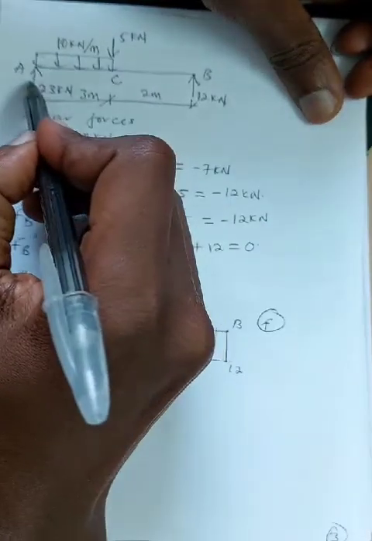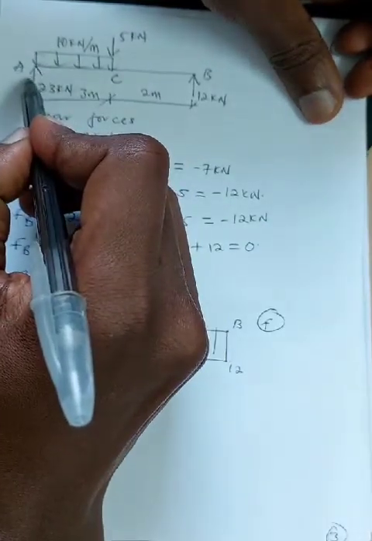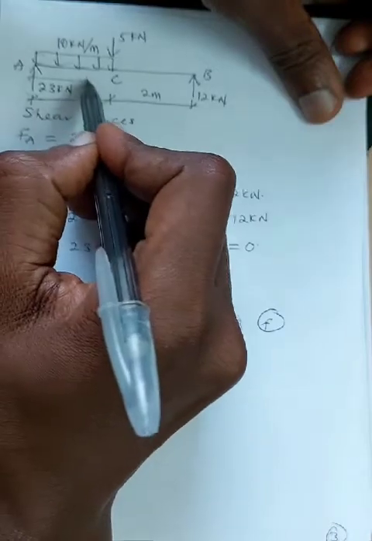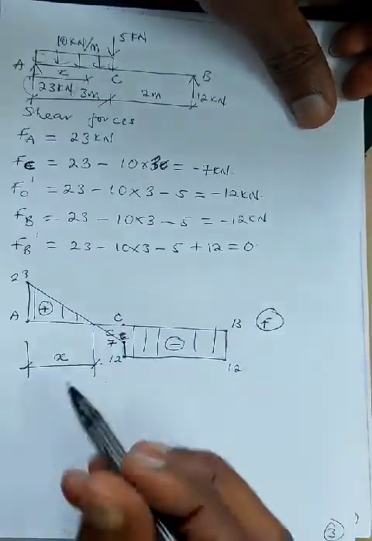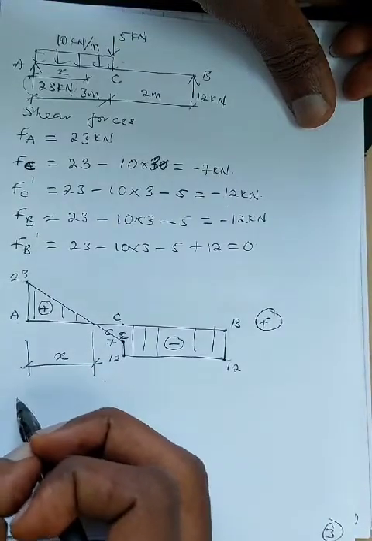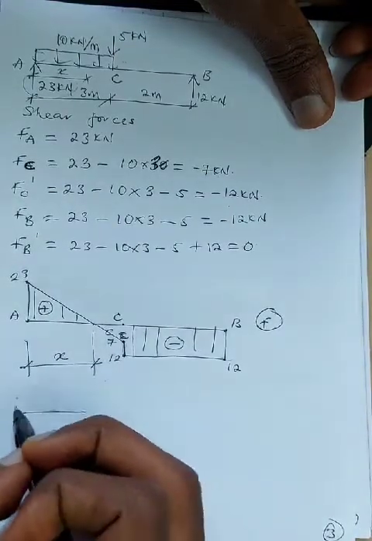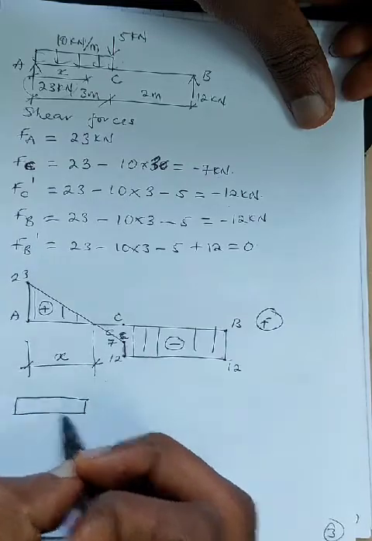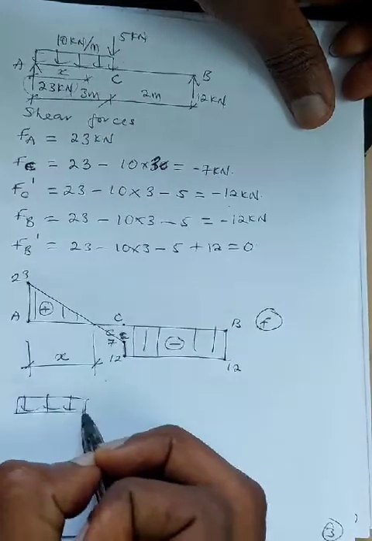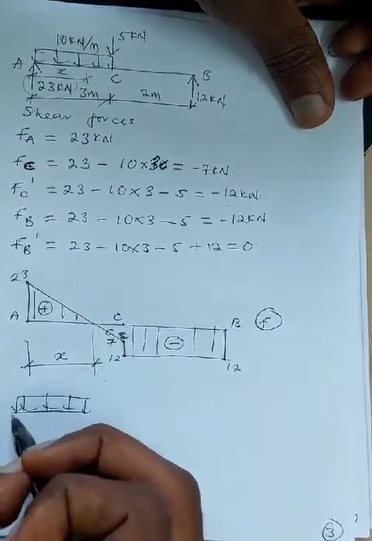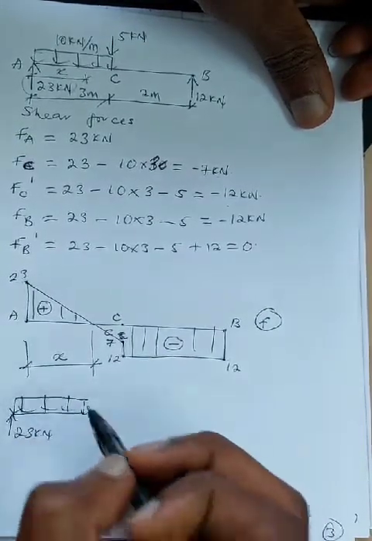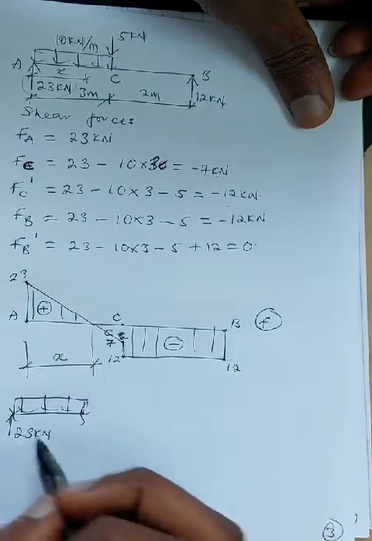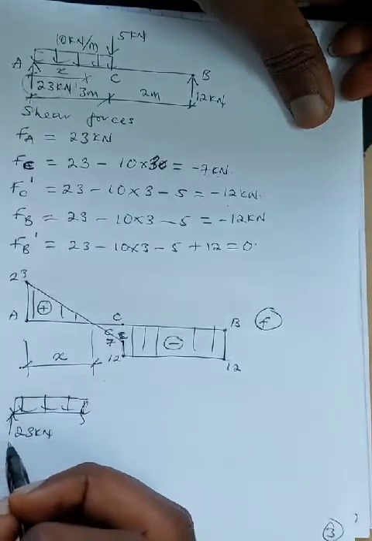So taking it from here, we can say that x starts from this point. It starts from here to say x. We don't know the distance, so let's call it x. So we could draw that section this way. We have this reaction here, 23 kilonewtons, and we've taken the section.